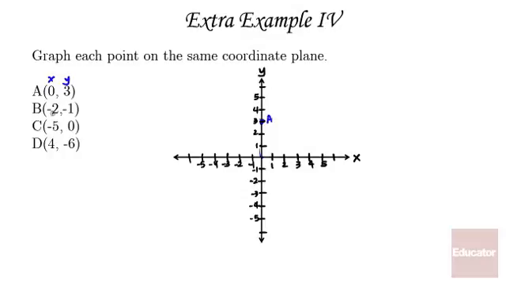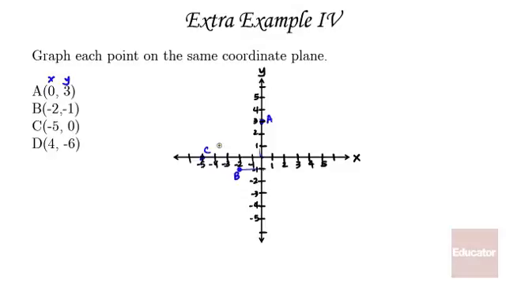The next one is negative 2, negative 1. Negative 2 on my x, negative 1 on my y. Okay, they meet right there. Here's B. Then C is going to be negative 5 and then 0 as my y. Remember, if my y is 1, I go up 1. If my y is negative 1, I go down 1. But it's 0. My y is 0. That means I don't move up or down. I stay put. That is my C.